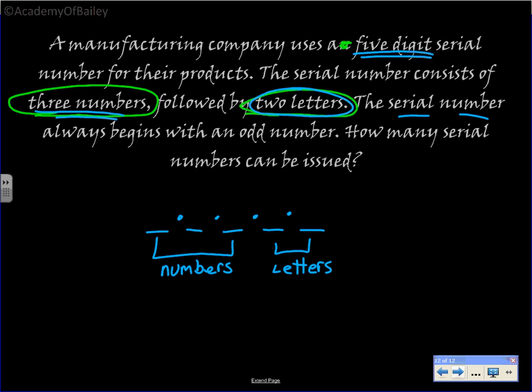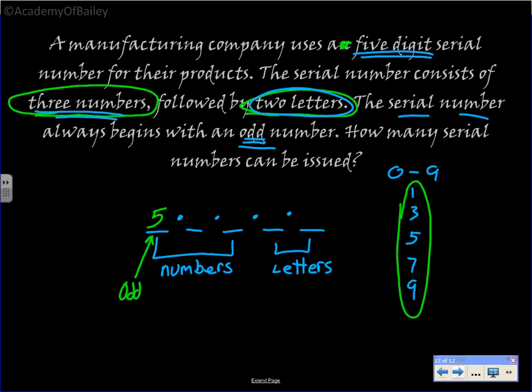We know the serial number always begins with an odd number. Well, if we're looking at numbers 0 through 9 for single-digit numbers, how many odd numbers are there? First one has to be odd. There are 5 odd numbers. Now the next 2, they can be whatever. They can be 0 through 9 as long as they're a number. So 0 through 9 is going to be 10 choices for the next 2 spots.